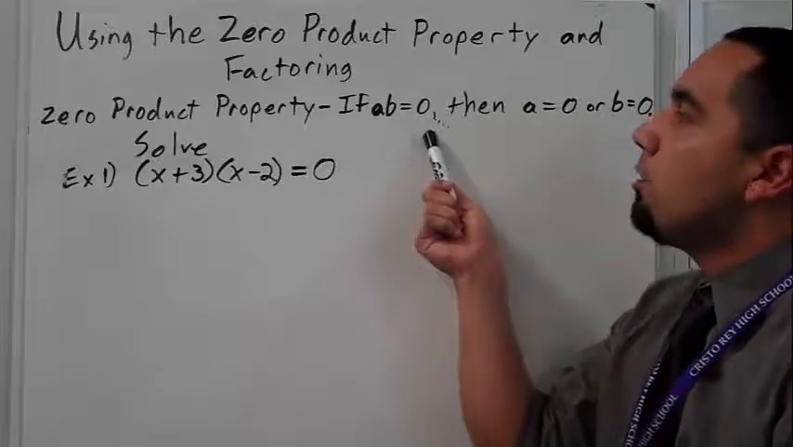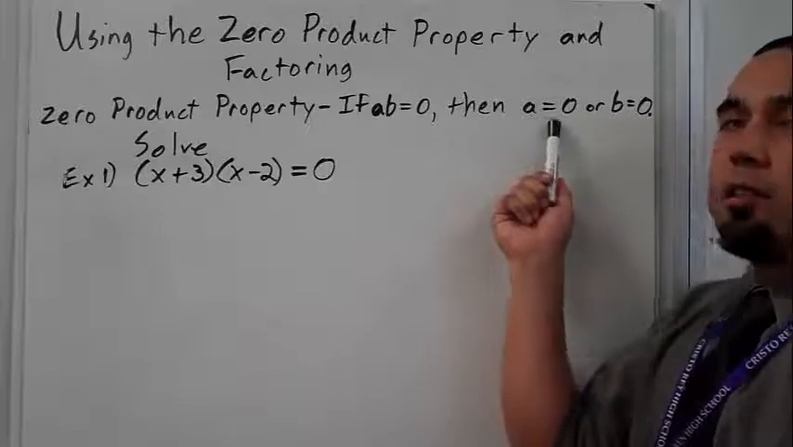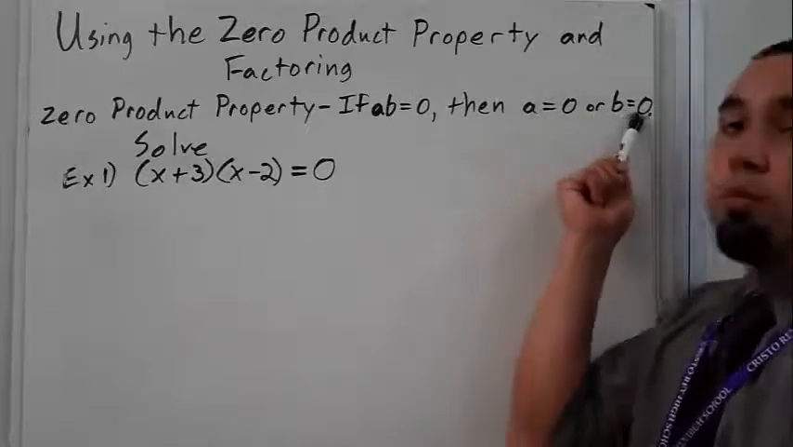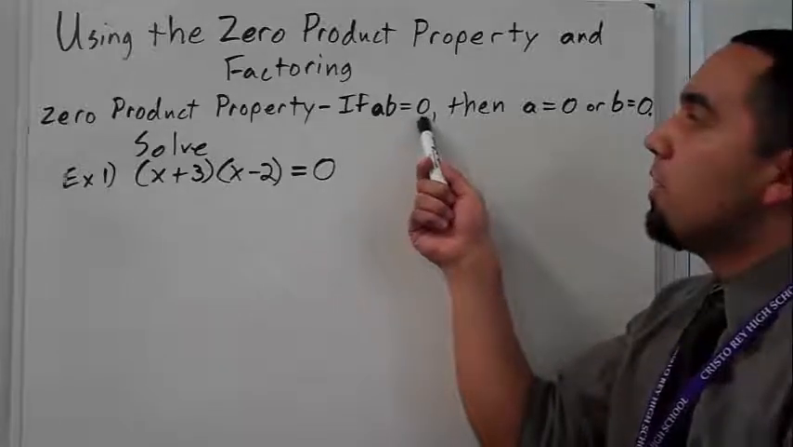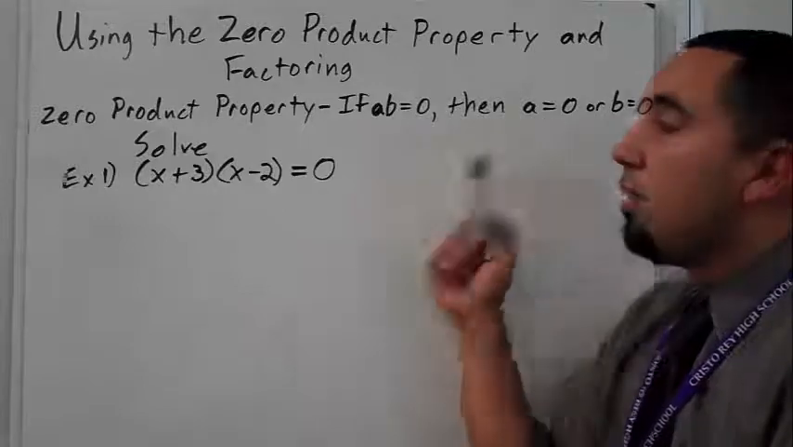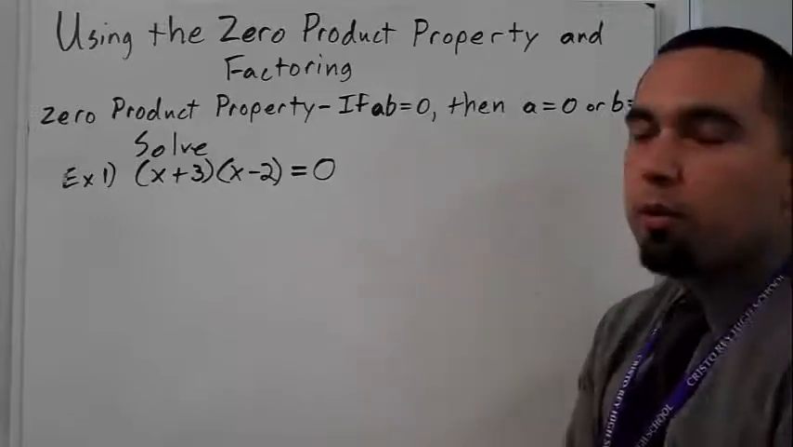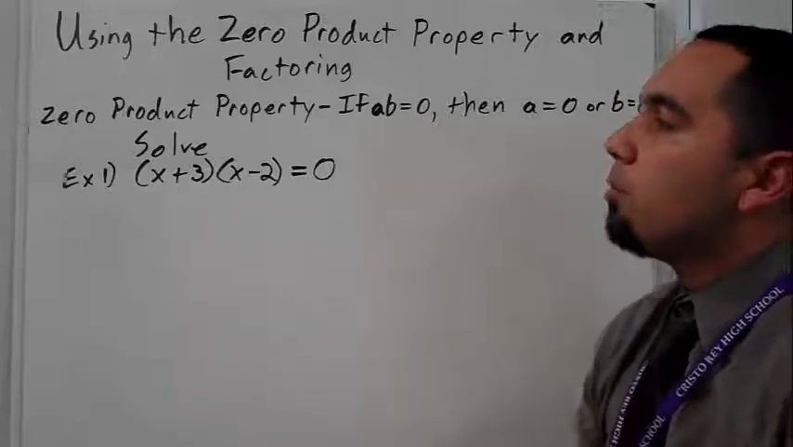If A times B equals 0, well then it should be pretty obvious that either A equals 0 or B equals 0, right? Because any two numbers, if we multiply them together and we get 0, one of the numbers must be equal to 0, correct? So we're going to use that property in order to solve these harder kind of problems. So let's take a look at example number 1.